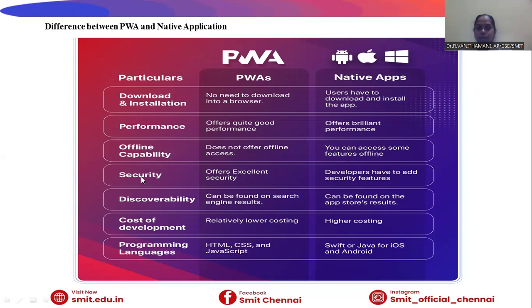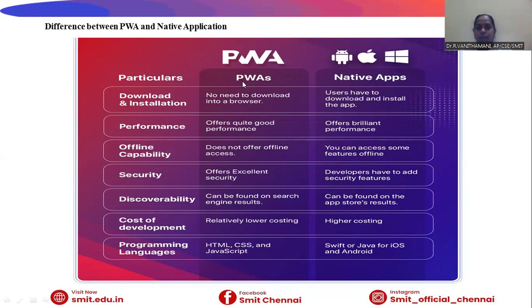For security, progressive web app offers excellent security. Native app, developers have to add the security features. Discoverability. For the progressive web app, you can find it in the search engine results. Native app, you can find it in the App Store results. Then, based on the cost of development, relatively lower cost for progressive web app. Native app, you have higher cost.